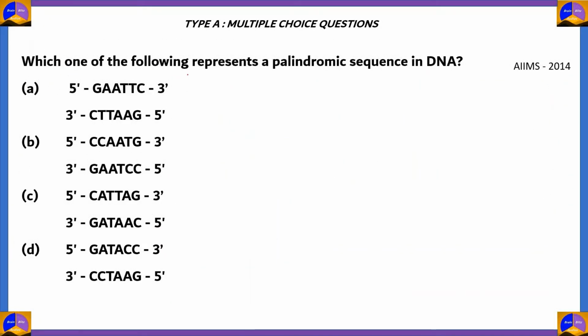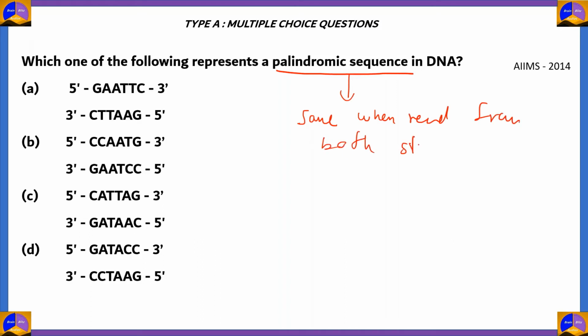Next question. Which one of the following represents a palindromic sequence in DNA? Now, what is a palindromic sequence? This is a sequence of genetic material which is read the same when read from both strands. So if you read it from 5' to 3' on one strand, and you start reading it from 5' to 3' on the other strand, the code still stays the same. The code does not change.